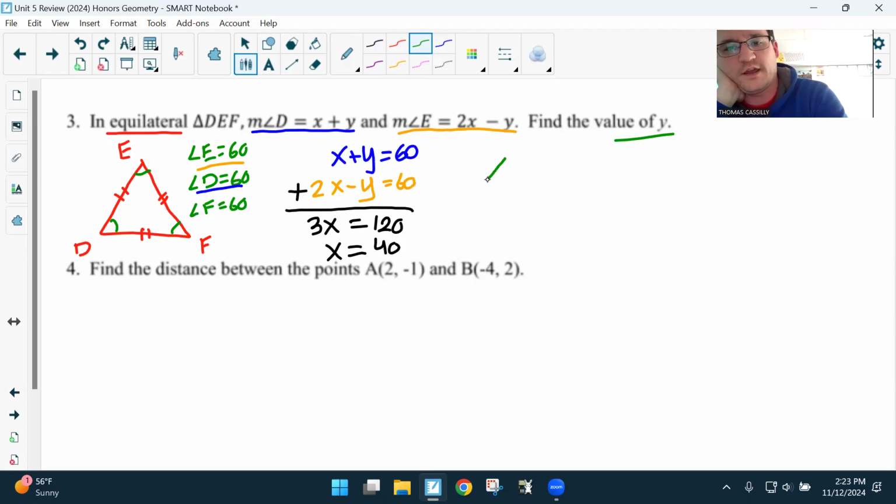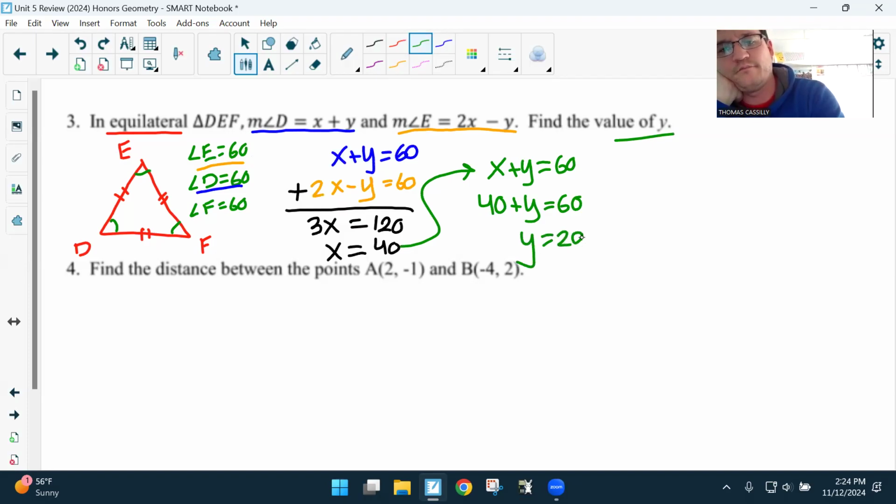So I'm going to say x plus y equals 60. Well, guess what? We found what x was. X is just 40. So we got 40 plus y equals 60. Therefore, y is 20. Right? And that one's done. All right. On to the next one.